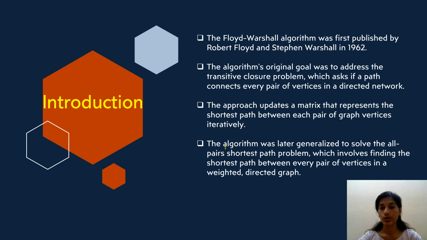The Floyd Warshall algorithm was first published by Robert Floyd and Stephen Warshall in 1962, and its original goal was to address the transitive closure problem, which asks if a path connects every pair of vertices in a directed network. The approach iteratively updates a matrix that represents the shortest path between each pair of vertices, and the algorithm was later generalized to solve the all-pairs shortest path problem, which involves finding the shortest path between every pair of vertices in a weighted directed graph.